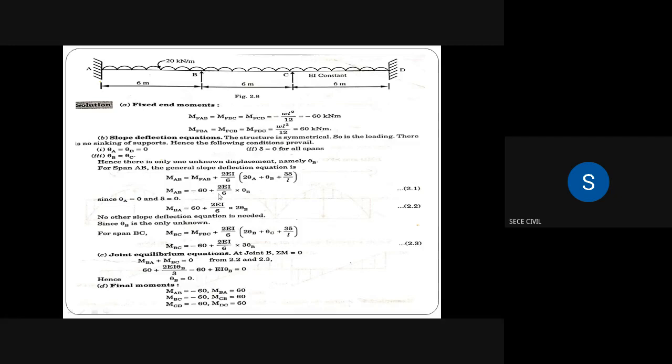So MAB is equal to minus 60 plus 2EI by 6 into 0, so we'll get MAB as minus 60. MBA as plus 60. So the final moments are MAB minus 60, MBC minus 60, MCD minus 60, MBA plus 60, MCB plus 60, MDC plus 60. Left to right moments are anti-clockwise, so we are getting negative values: MAB minus 60, MBC minus 60, MCD minus 60. Right to left moments are positive, clockwise.